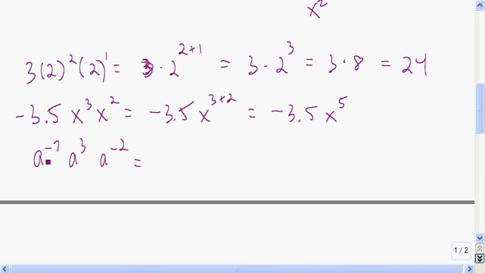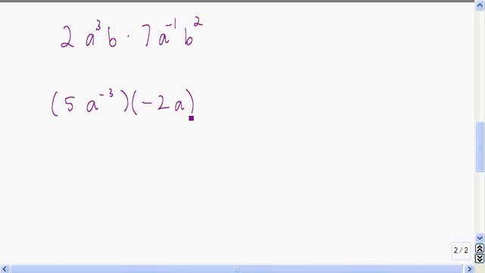Finally here, this is same base for all three. So it's going to be a to the negative 7 plus 3 plus negative 2. So that's a to the negative 7 plus 3, that's negative 4. And negative 4 minus 2 is negative 6. So this is a to the negative 6, which is 1 over a to the 6. All right, let's just try 2 more. All right, press pause while you work on both of these two.